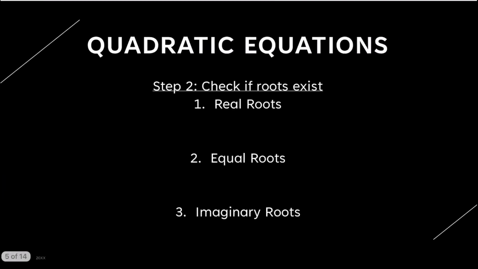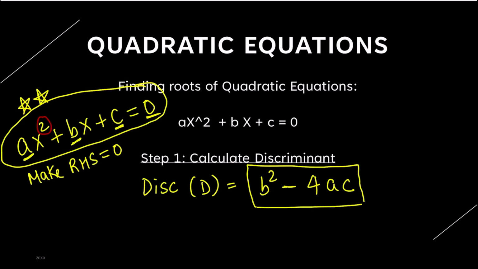Now moving on. Now this discriminant can take three values. It could be greater than 0, means positive, it could be equal to 0 or it could be less than 0. It means that discriminant b square minus 4ac could be greater than 0, equal to 0 or less than 0. There are three things possible, right?